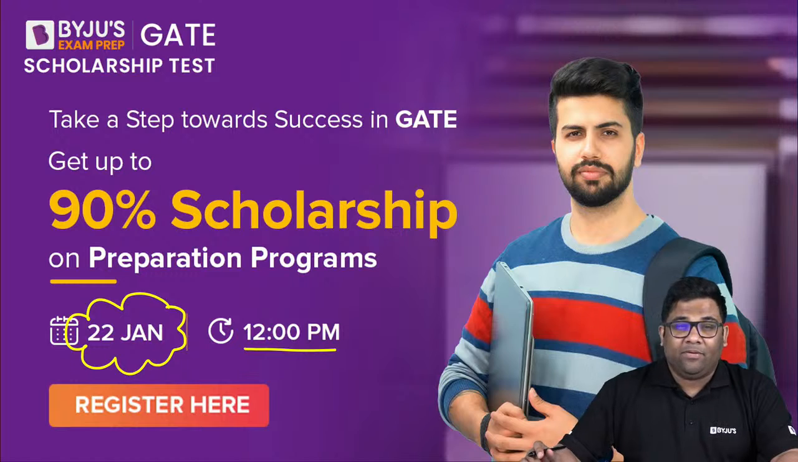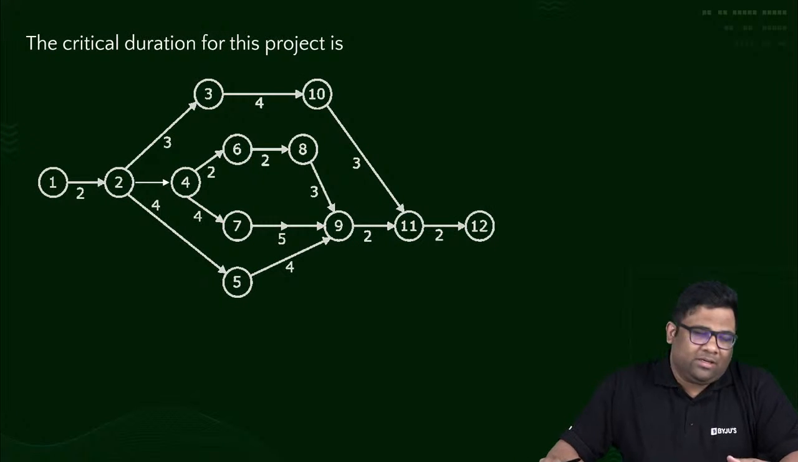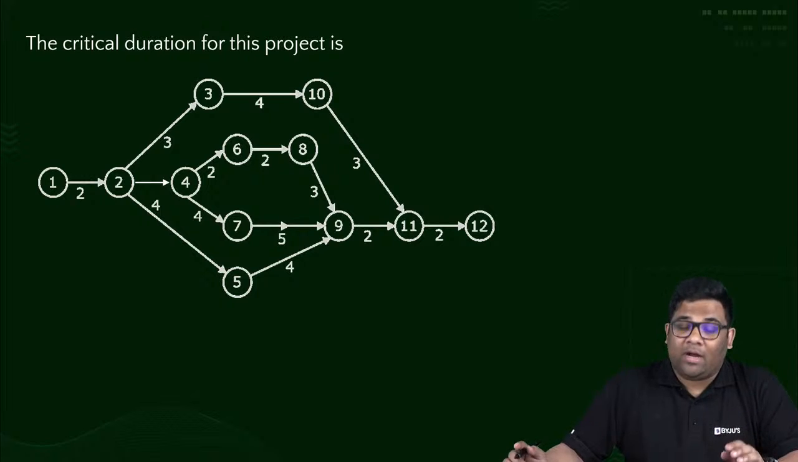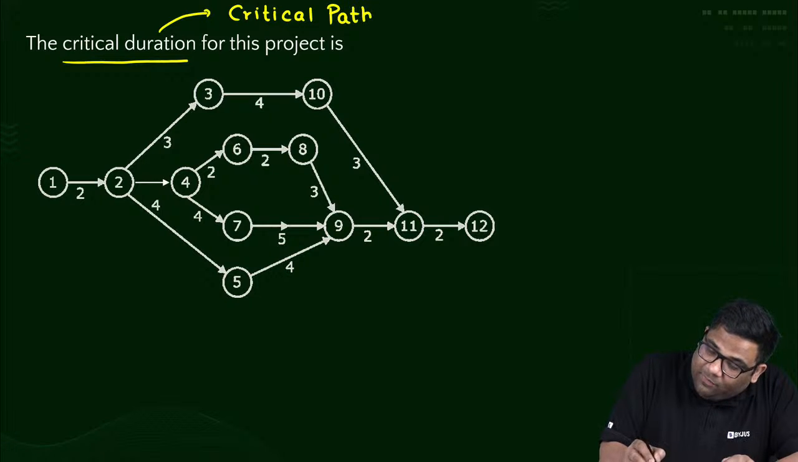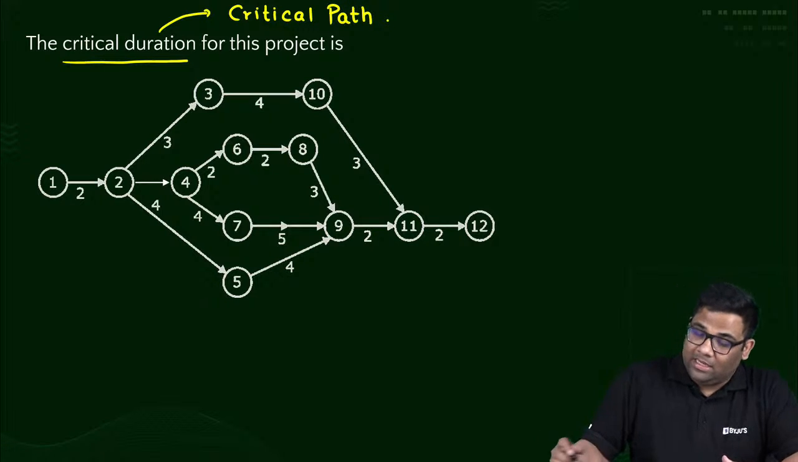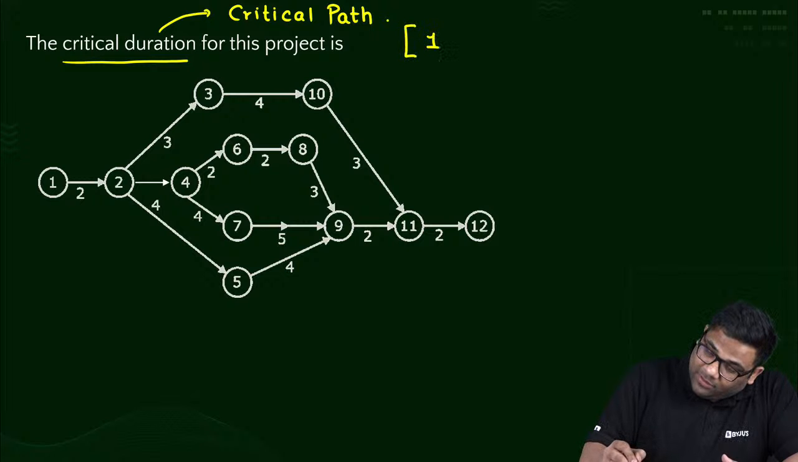CPM means construction planning management. The first question they can ask is, they will give a network diagram and ask you to find out the critical duration and thereby identify the critical path. This is the first type of question they will ask in the examination, and this will be a typical 1 mark question.